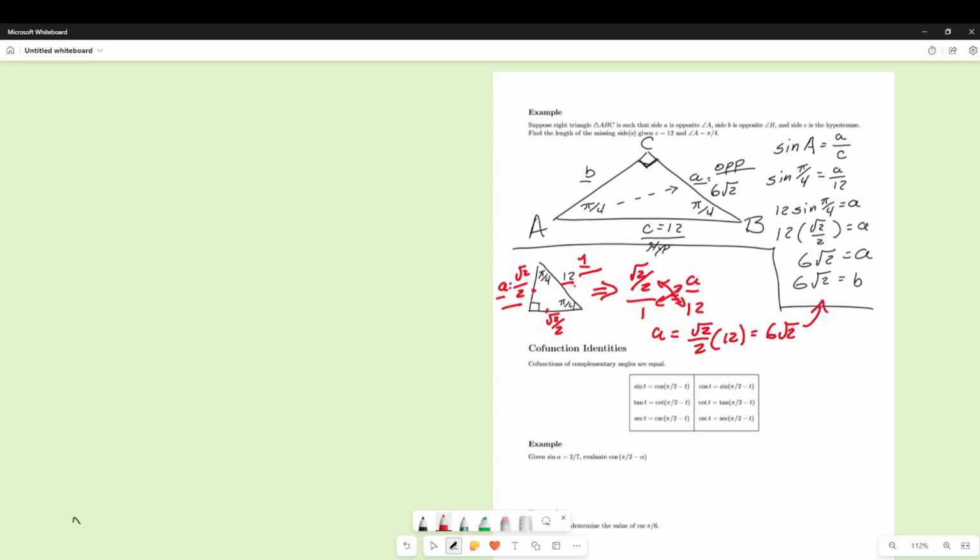So you could have done this as a similar triangle exercise, or you could have used the trigonometric function. The nice thing is, if this wasn't a nice pi over 4, or the pi over 6 or pi over 3, if it was some other random angle, we wouldn't be able to make this kind of similar triangle argument, but we'd always be able to make this trigonometric argument. So that's one of the reasons it's a powerful tool.